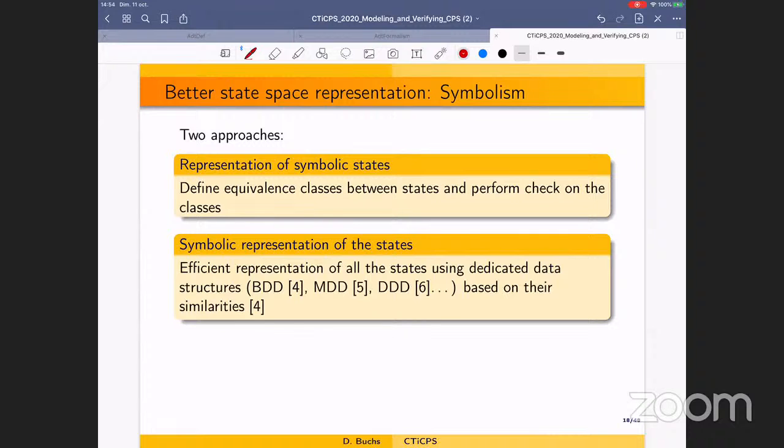So for the symbolic approach, which is the approach that I will detail a little bit, the idea is to have a symbolic representation of the state. So the idea is mainly that we can represent the Cartesian product with a limited number of elements. So this is the idea of the well-known BDD. The BDD is the original approach.